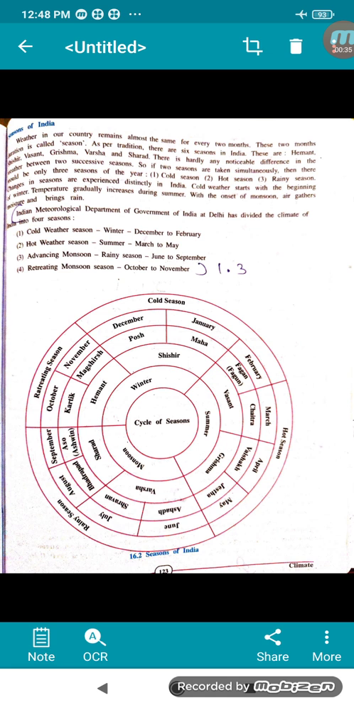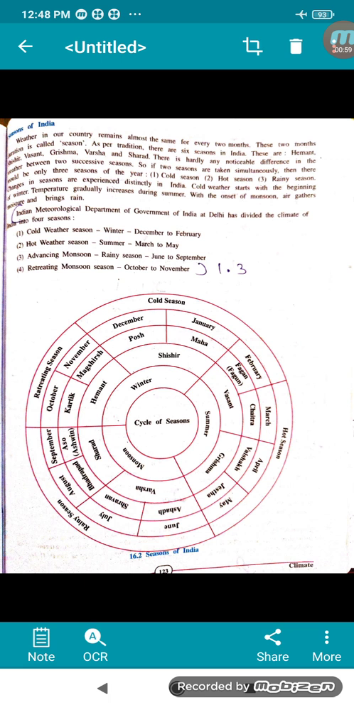Basically winter, summer, monsoon, then they are divided into 6, then 12 months in Hindi and 12 months of English, and also the cold season, retreating season, rainy season and hot season. So you have to draw this picture in your notebook. Hemant, Shishir, Vasant, Grishma, Varsha and Sharad.